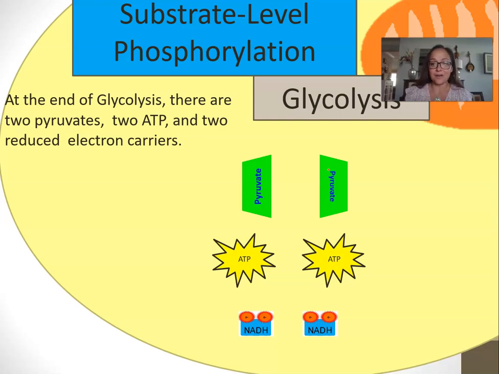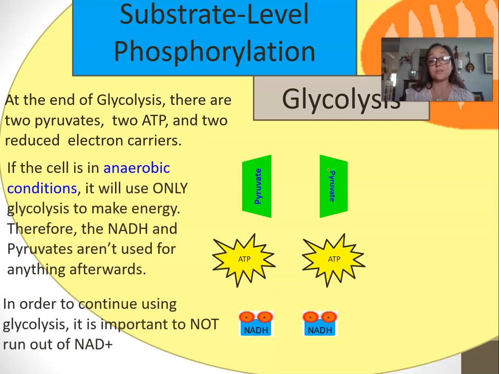So at the end of glycolysis, I want to point out that in fermentation, or anaerobic respiration, we do not use the mitochondria. This is all occurring within the cytoplasm of a cell and does not require oxygen. So all of the ATP produced during anaerobic respiration are these two ATP that you see here that were made by substrate level phosphorylation. So what follows glycolysis in anaerobic conditions is really just to regenerate that NAD plus.